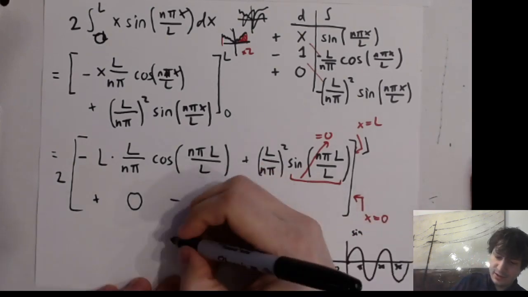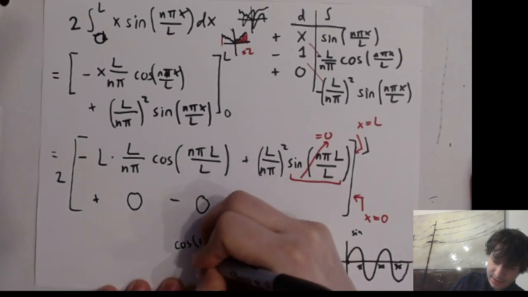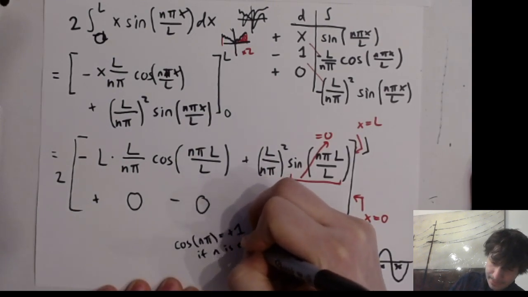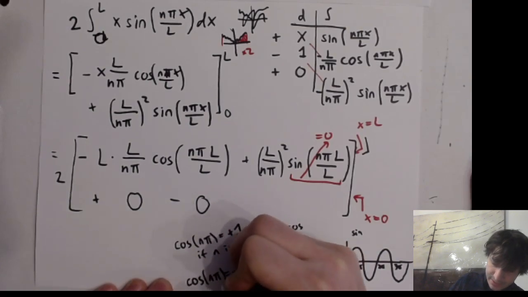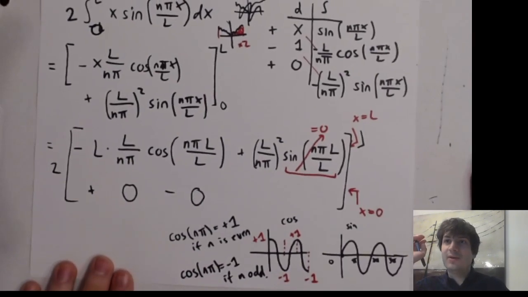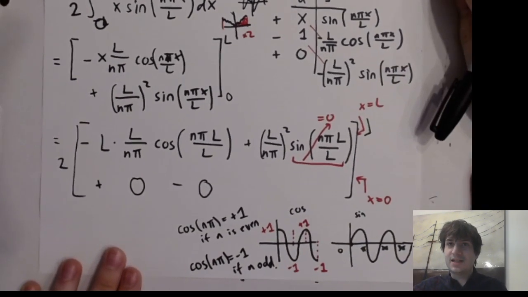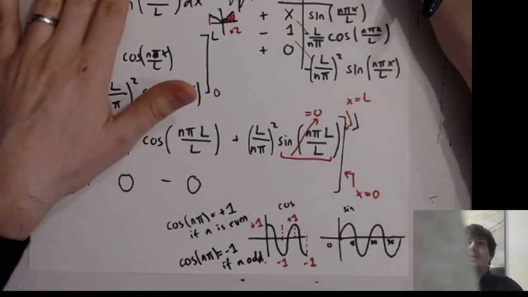So cosine of n pi equals plus 1 if n is even, and cosine of n pi equals minus 1 if n is odd. So you'll see this kind of thing come up. We had some even and odd type shenanigans last time as well, where all the odd terms were 0.